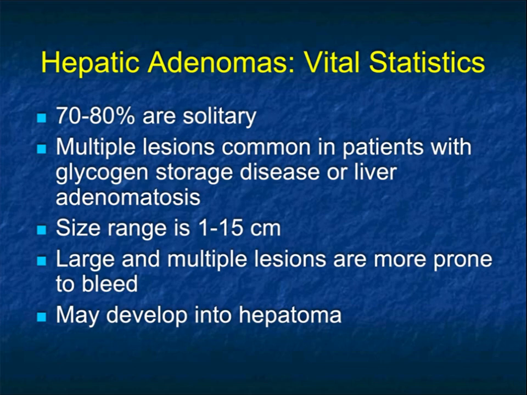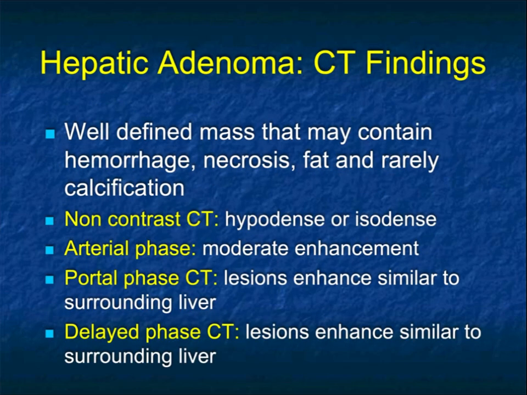The other issue with hepatic adenomas is they are prone to develop into hepatomas, and most people will treat hepatic adenomas as if they were premalignant. Now, there is a lot of work looking at genetics of hepatic adenomas, dividing them into multiple categories, and it looks like perhaps long-term we'll be able to separate those that can become malignant from those that will not. So there's a lot of work going on in that regard.